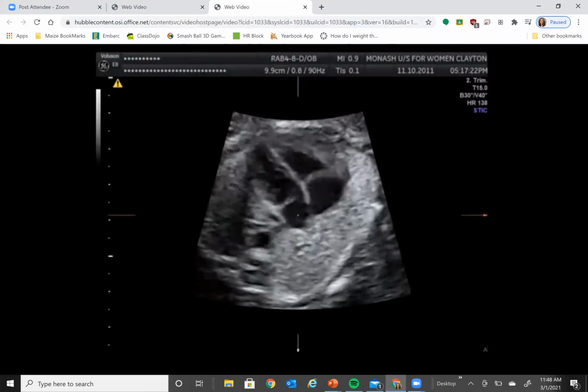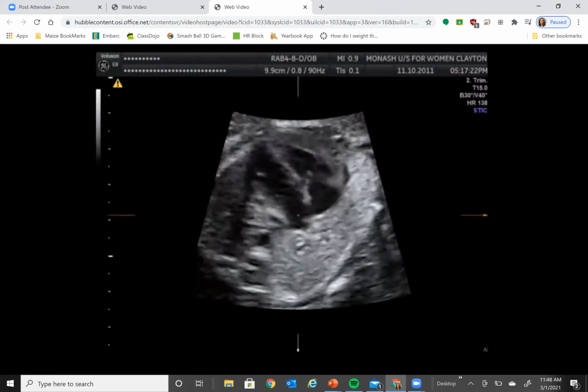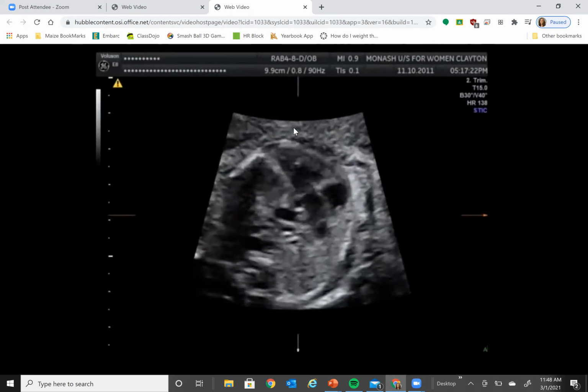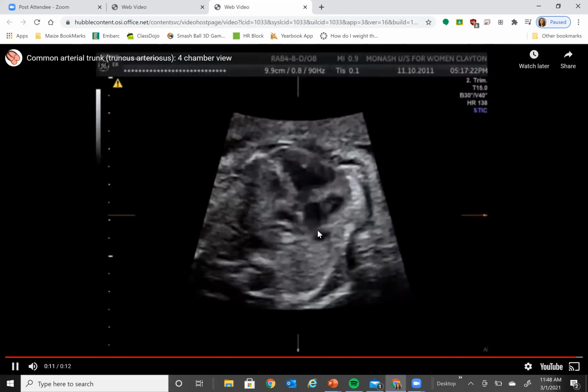There's the 4-chamber heart. Hey, it looks normal, right? So if you're just doing the 4-chamber heart, you're going to miss it. Oh, but there's a large vessel that is connecting both of them.